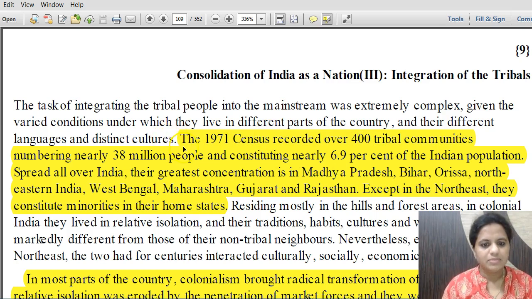So here we start with, it says the 1971 census recorded over 400 tribal communities numbering nearly 38 million people. 38 million means 3 crore 80 lakh people, because 1 million means 10 lakh. So these many people constituting nearly 6.9% of the Indian population were tribals. There were around 400 tribal communities and they were spread all over India. Their greatest concentration was in Madhya Pradesh, Bihar, Odisha, northeastern India, West Bengal, Maharashtra, Gujarat and Rajasthan. Except in the northeast, they constituted minorities in their home states.